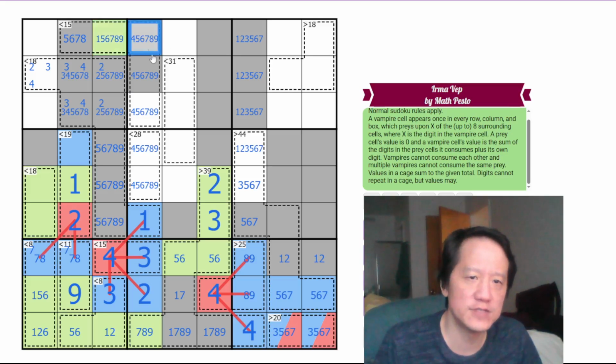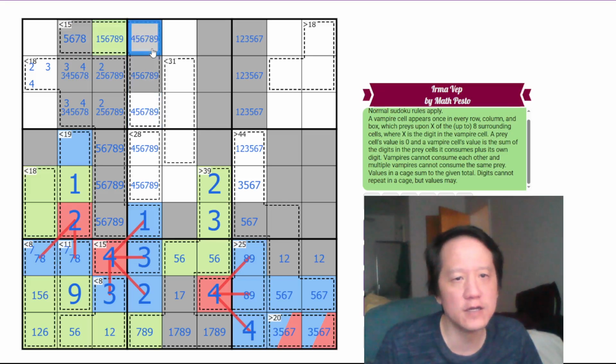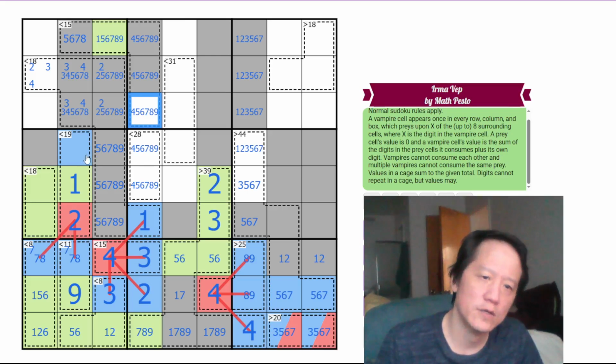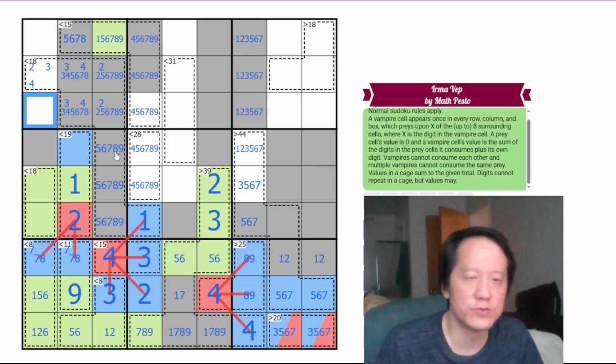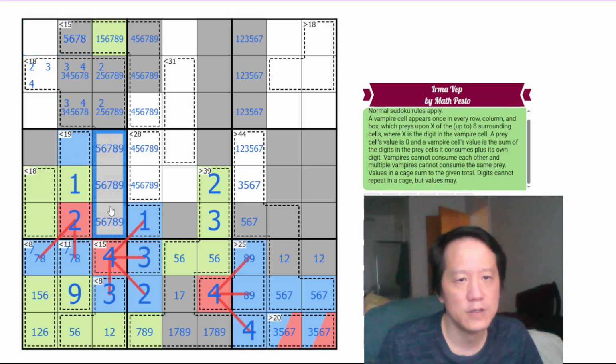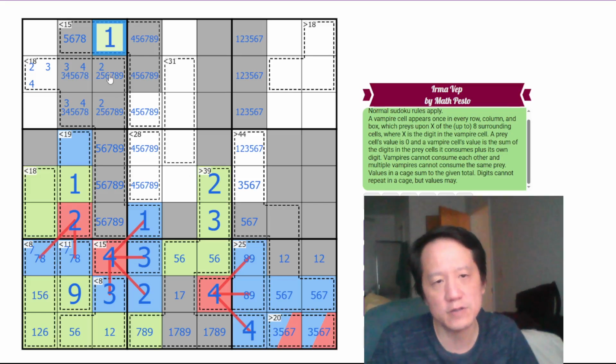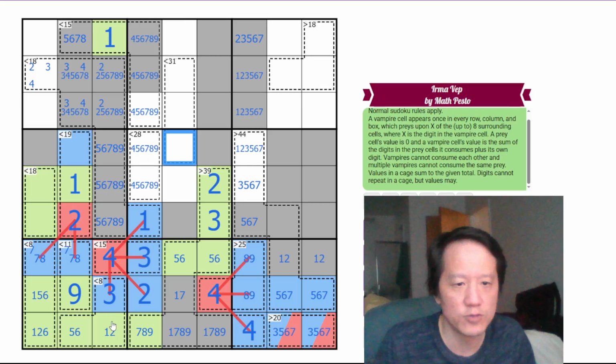It's less than 15. These 3 digits must be the same as these 3 here, right? They otherwise see all of these. They see that cell. Therefore, these 3 must be the same as these 3. 1 cannot be here. 1 cannot be here. This must be a 1 then. This is a 1, which means this can't be 1, which means this is 2.